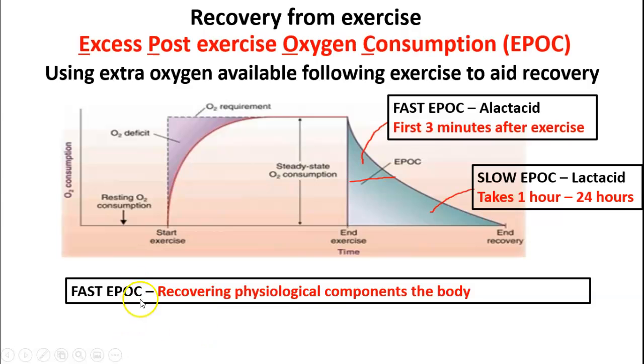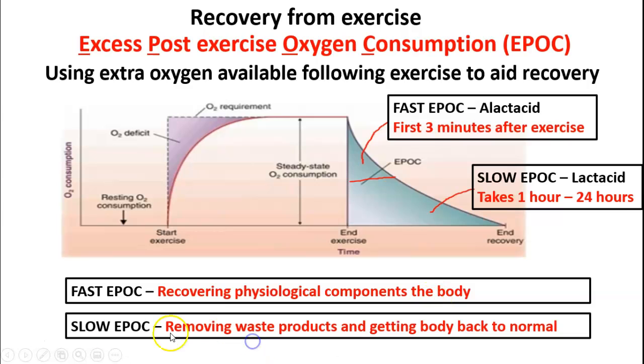So if we have a look at fast EPOC here, its key role really is to recover the physiological components of the body, the things that are depleted when we exercise. And then we have slow EPOC that has a specific function of removing waste products or harmful byproducts, and then allowing our body to get back to normal. So, like I said, that's pretty generic at the moment.